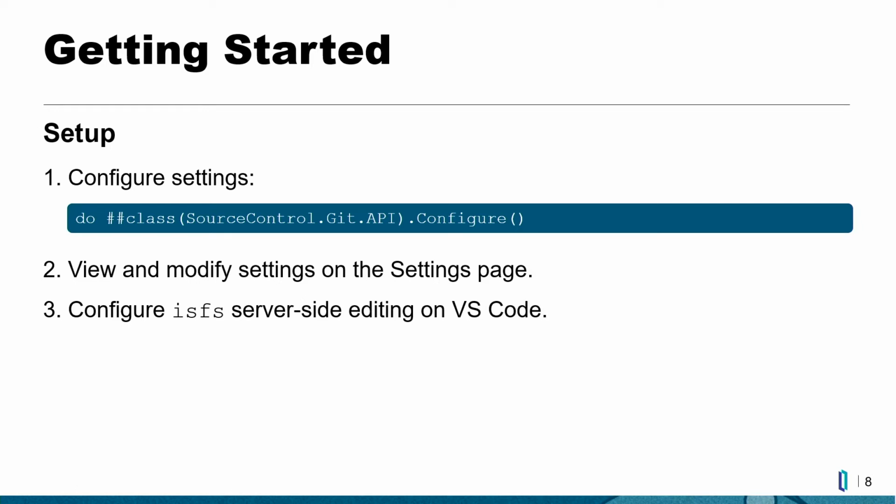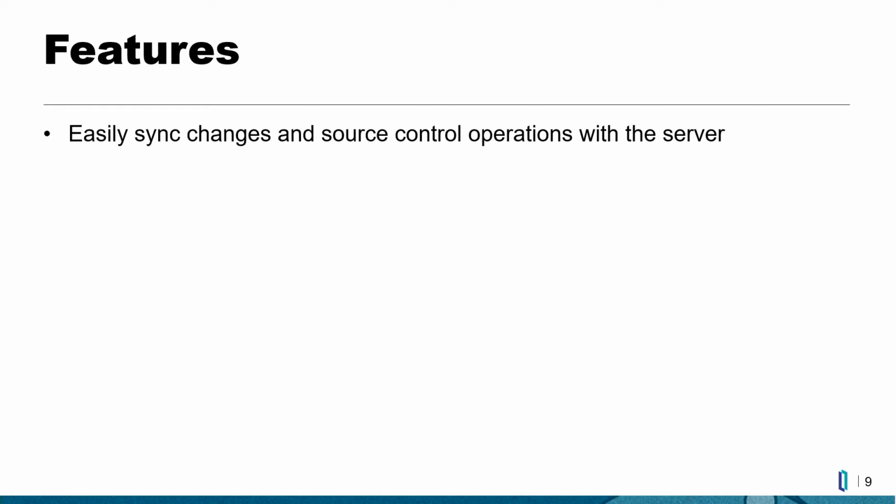And one last thing you need to do is configure ISFS server-side code editing on VS Code if you're using that. Some of the features in this extension: the biggest and most important one, I think, is that it very simply syncs changes and source control operations back to Iris. This is really what enables all of the other features that we have. And this is the finicky bit of working with Git when you're using Iris.